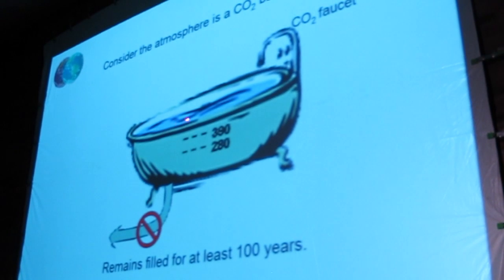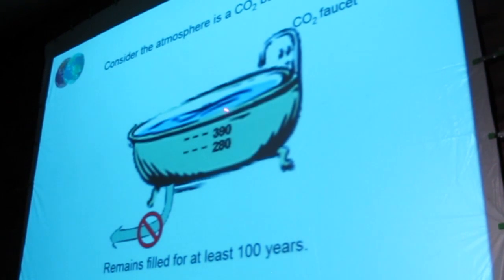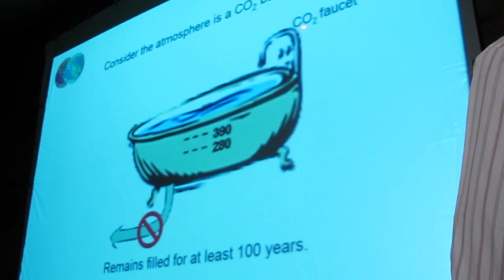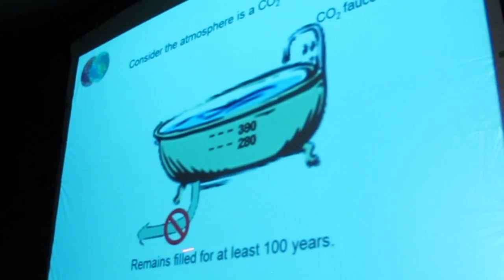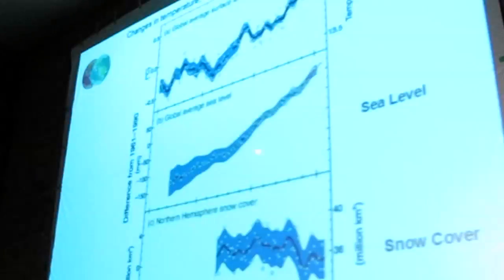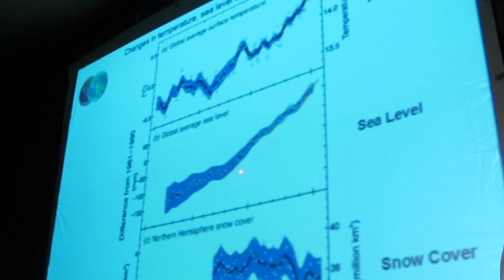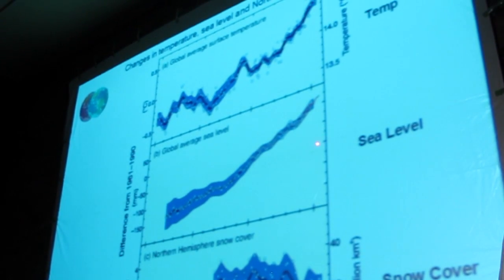CO2 in the atmosphere we can think of as a bathtub. A bathtub filled with CO2. Burning fossil fuels adds more CO2 through the faucet, but the drain is closed. It doesn't empty. It remains filled for at least 100 years. At the beginning of the Industrial Revolution, it was 280, and now it's 390 parts per million.